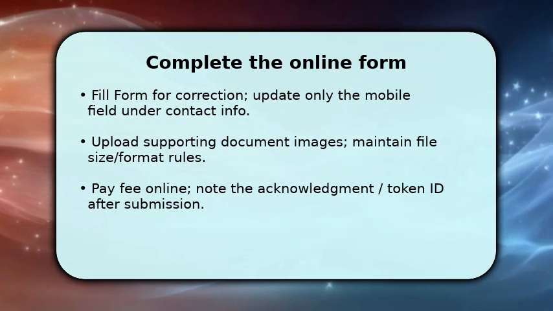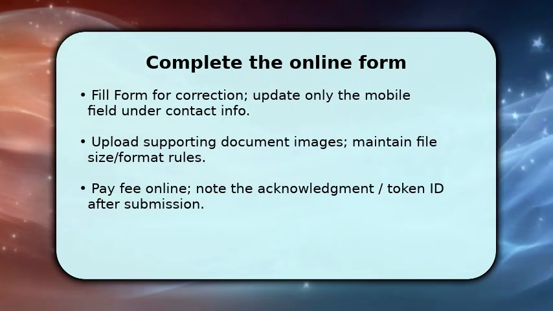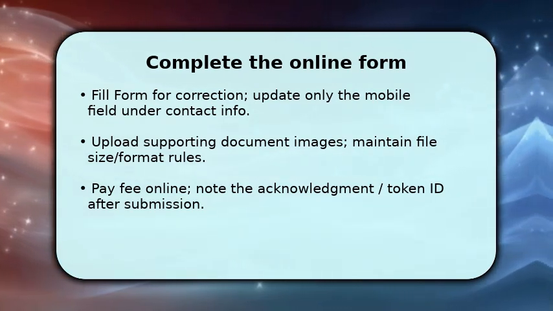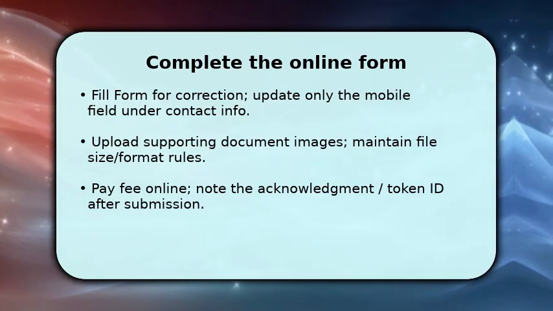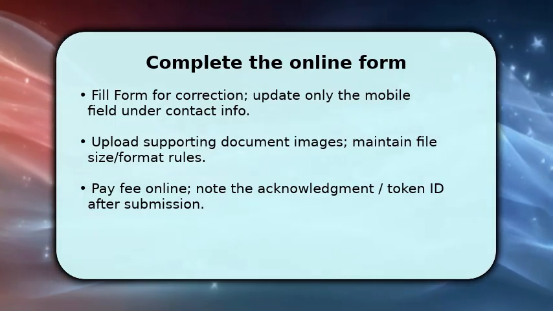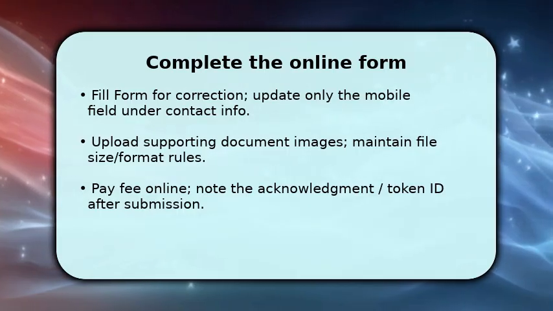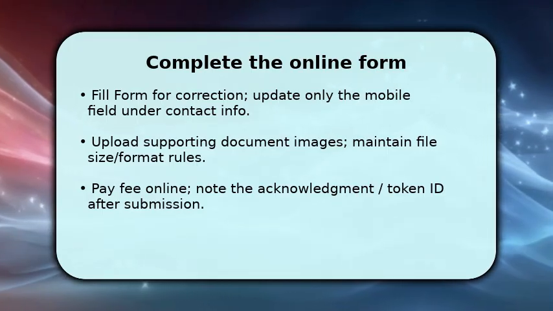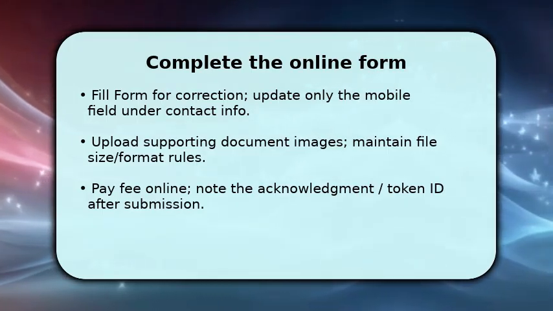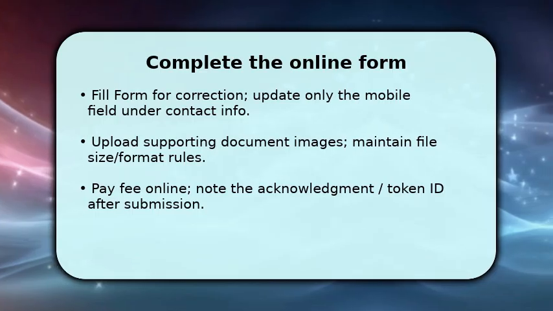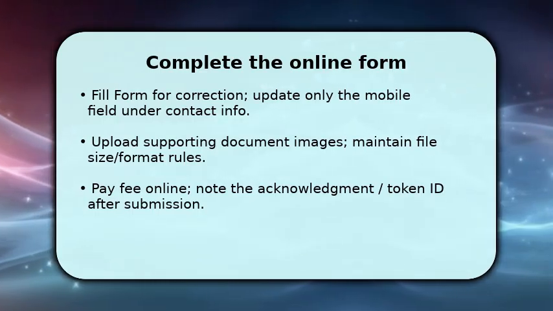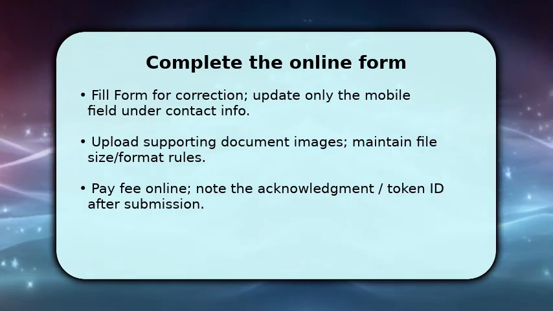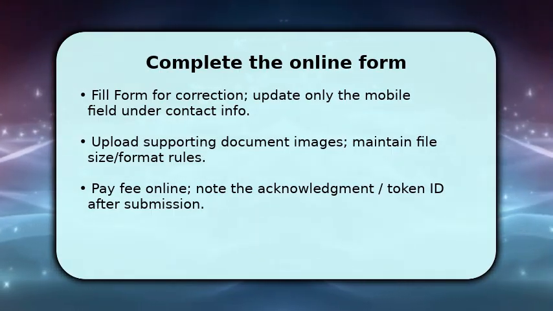Now you fill the PAN correction form and update only the mobile field under contact information to avoid unnecessary changes. Upload clear scans of required documents, follow specified formats and file size limits because poor uploads trigger rejections. Then proceed to payment using card/net banking or UPI. Once payment clears, you will get an acknowledgement or token ID. Save that ID immediately because it's the reference for tracking status and for any future follow-up.